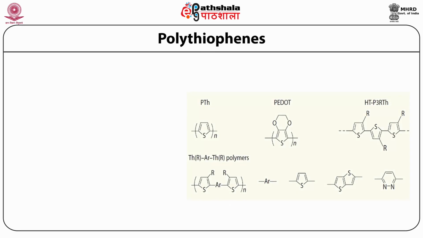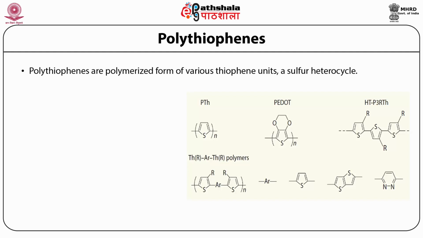So students, the next polymer which we are going to discuss is polythiophenes. Among various pi-conjugated polymers, polythiophene and its derivatives have been studied very extensively for their properties as well as their integration in device forms. Polythiophenes are polymerized forms of various thiophene units, a sulfur heterocycle. Some of the forms of polythiophenes are schematically shown in the below figure.